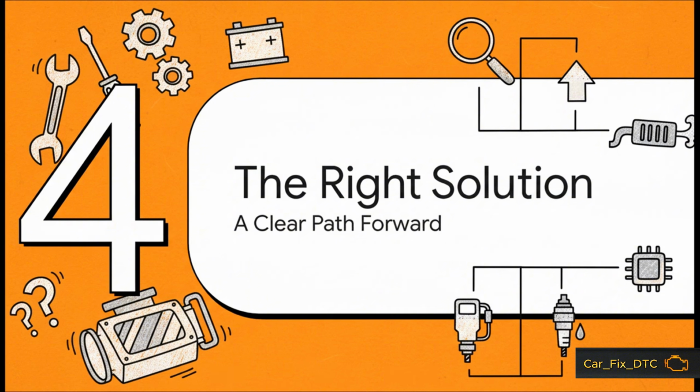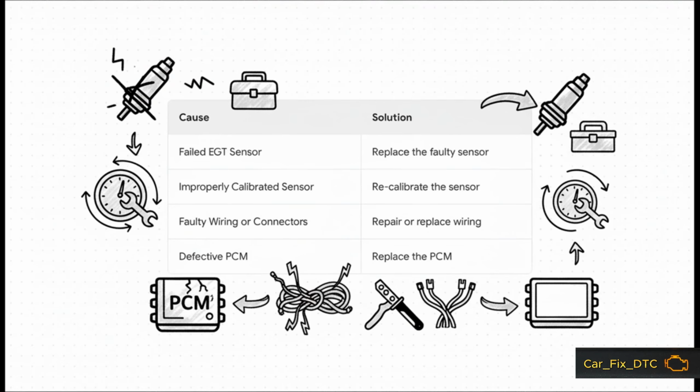You know, finding the cause is half the battle. So now, let's talk solutions. The good news is, for every one of our 4 suspects, there's a specific fix. This table lays it out perfectly. For every cause, there's a clear-cut solution. If a sensor fails, you replace it. Simple. If it's not calibrated right, you recalibrate it. Bad wiring, you repair or replace it. And if it turns out to be the PCM, well, that gets replaced too. No guesswork here, just a direct path to a fix.